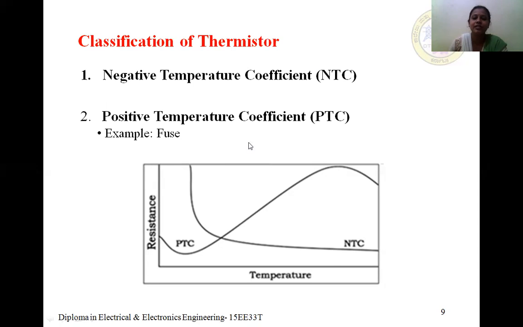Here you can see the graph of resistance versus temperature. This is for positive temperature coefficient, and this is for negative temperature coefficient.